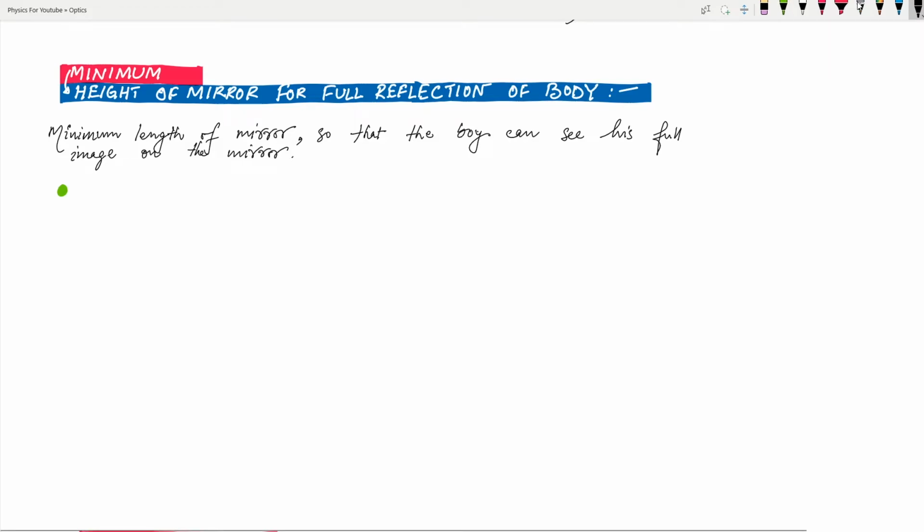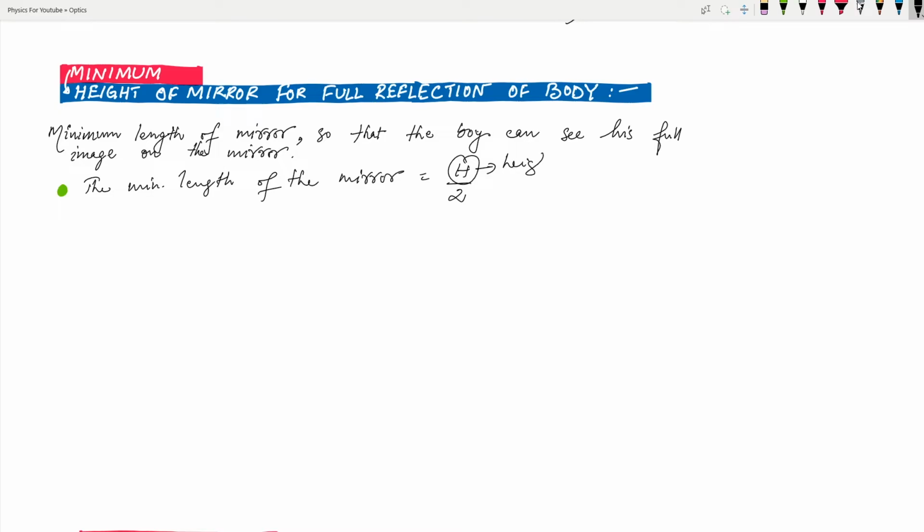Because in NEET we know that most of the questions are such that they can be solved within 1 minute. So it's better if you just remember the end result of this formula, or the end result of this concept. So let's write down the answer first. The minimum length of the mirror should be equal to h by 2, where h is actually the height of the person standing in front of the mirror.